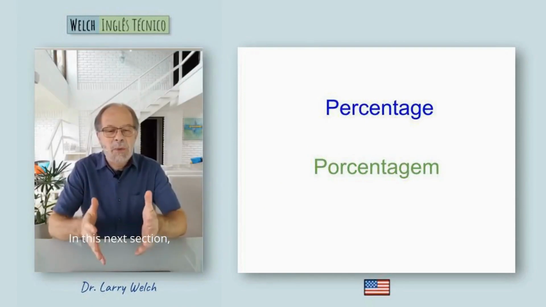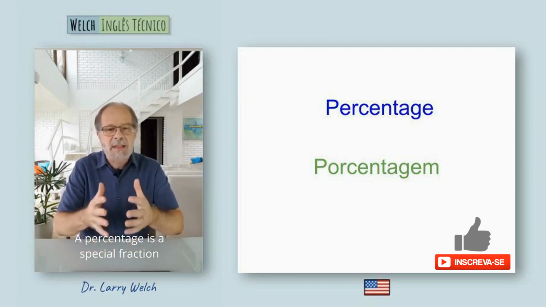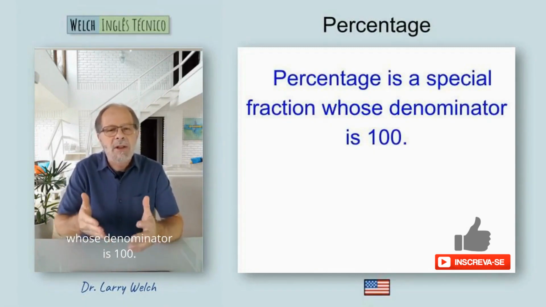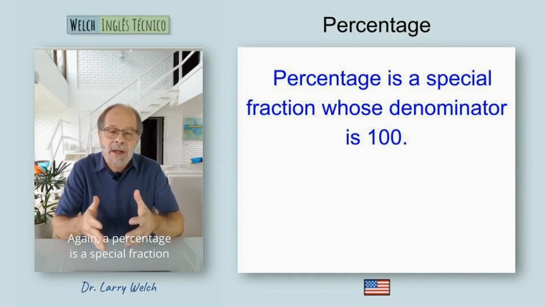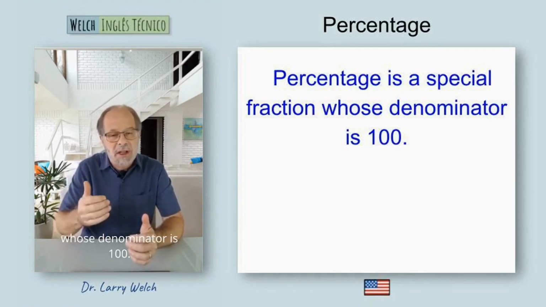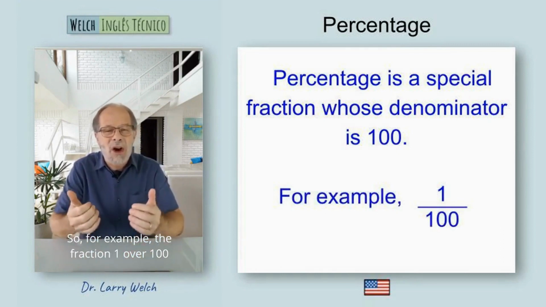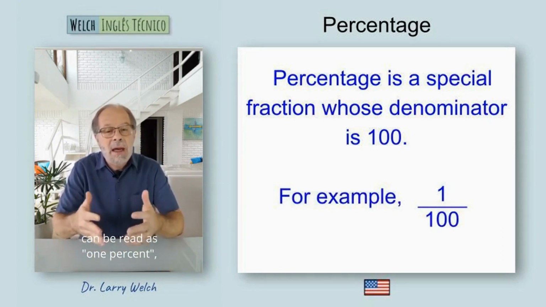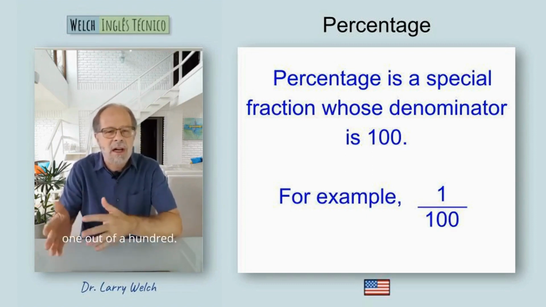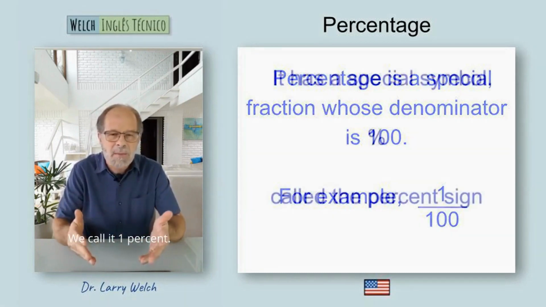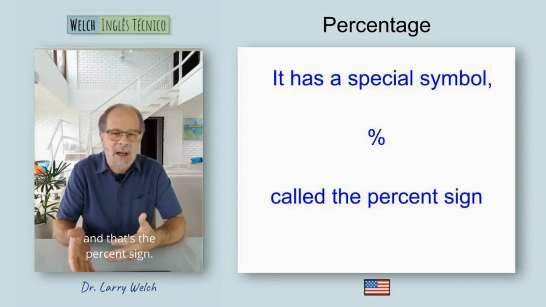In this next section, we will look at percentages. A percentage is a special fraction whose denominator is 100. So, for example, the fraction 1/100 can be read as 1%. 1 out of 100. We call it 1%. There's a special symbol that you see there, and that's the percent sign.